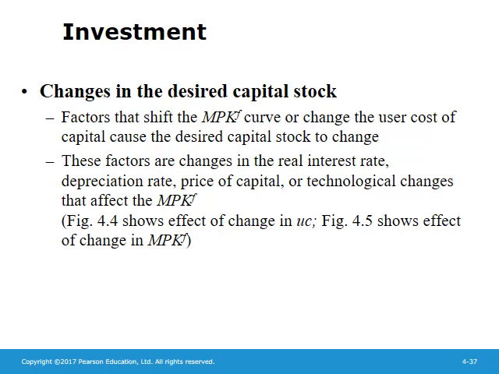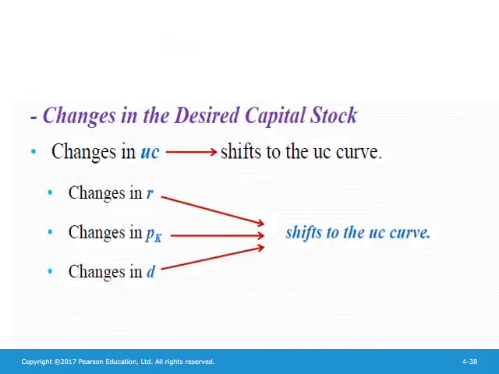Okay, meaning that at each and every unit of capital, by using the same unit of capital, we will have a higher level of expected marginal product of capital. Okay. Regarding user cost, it will shift if any of the components of the user cost change.